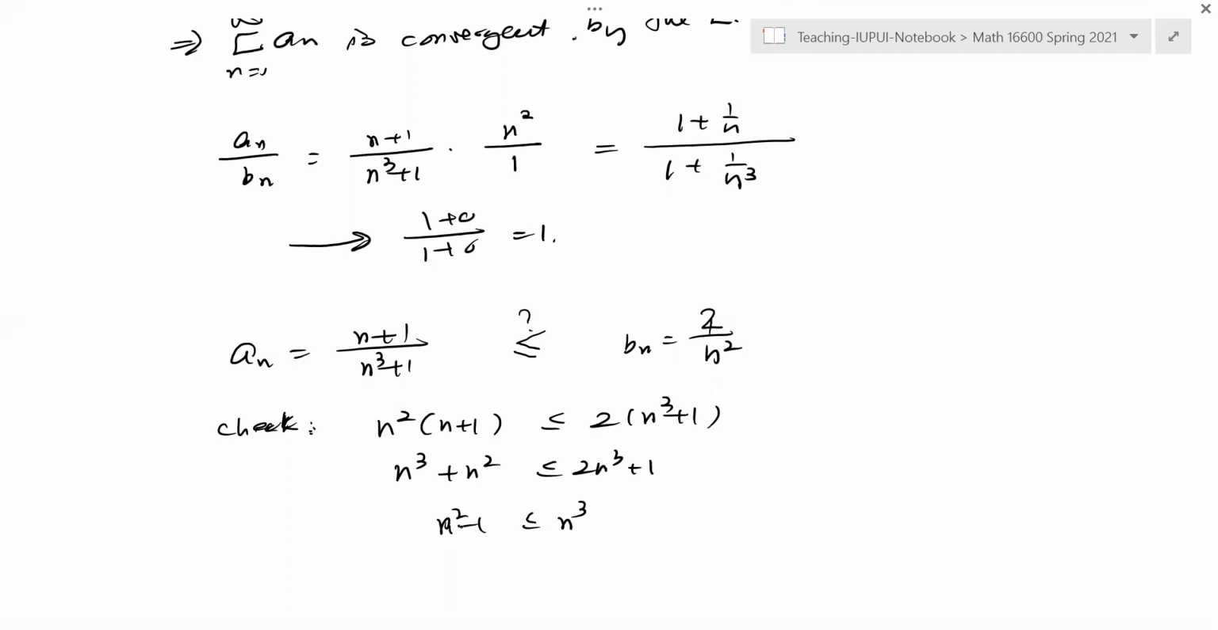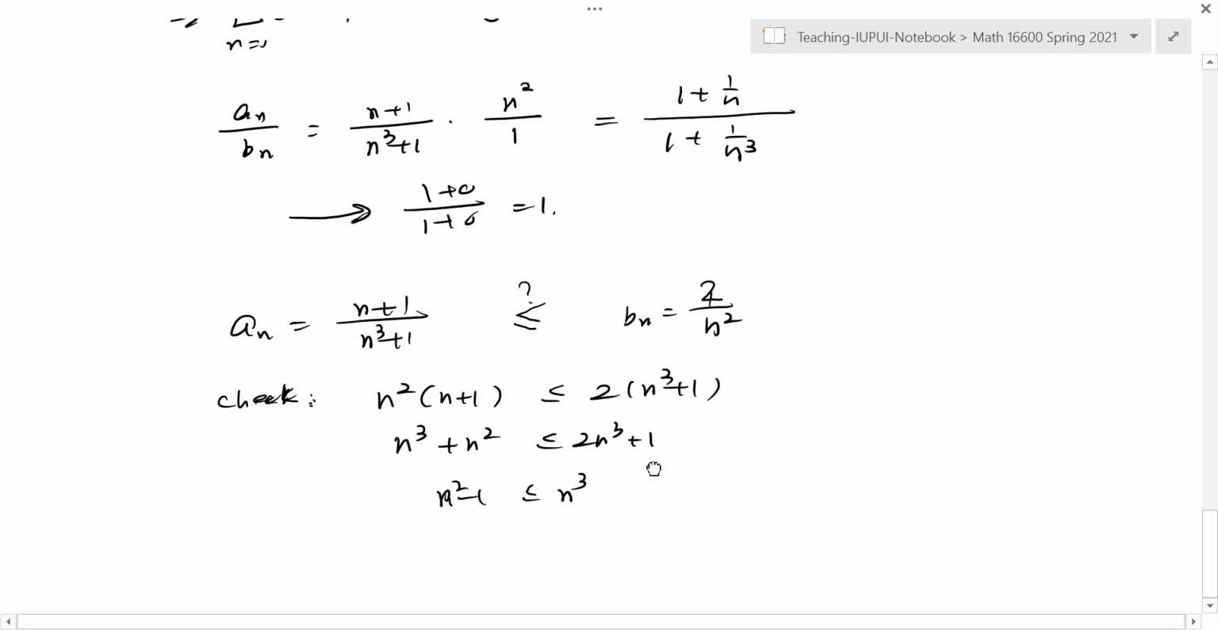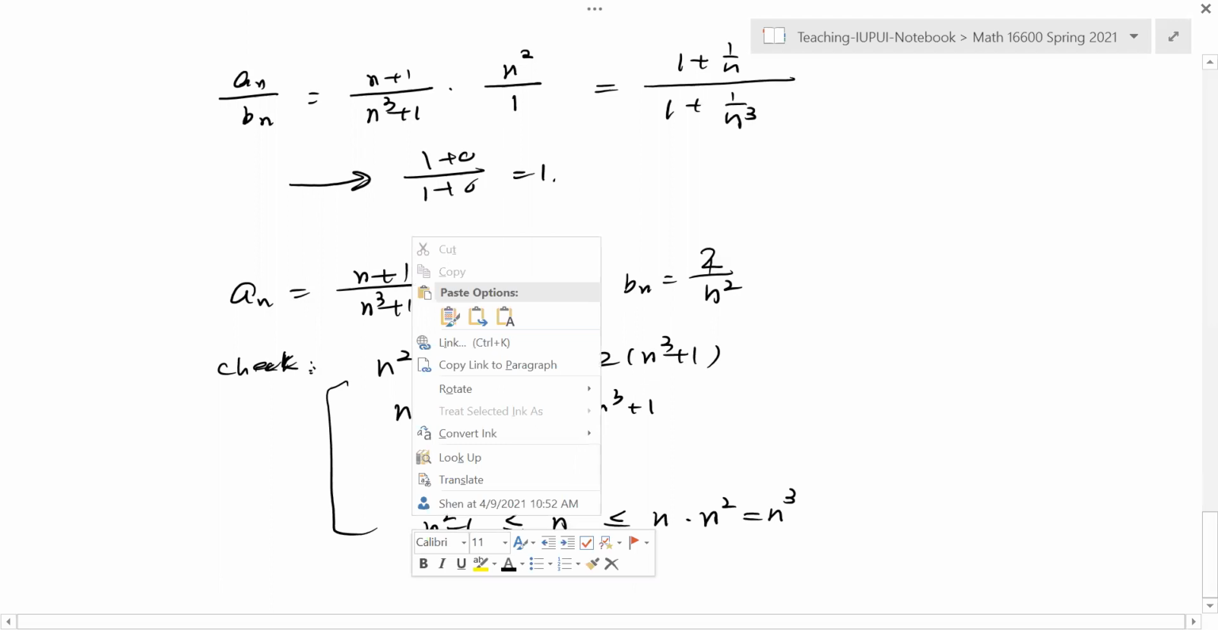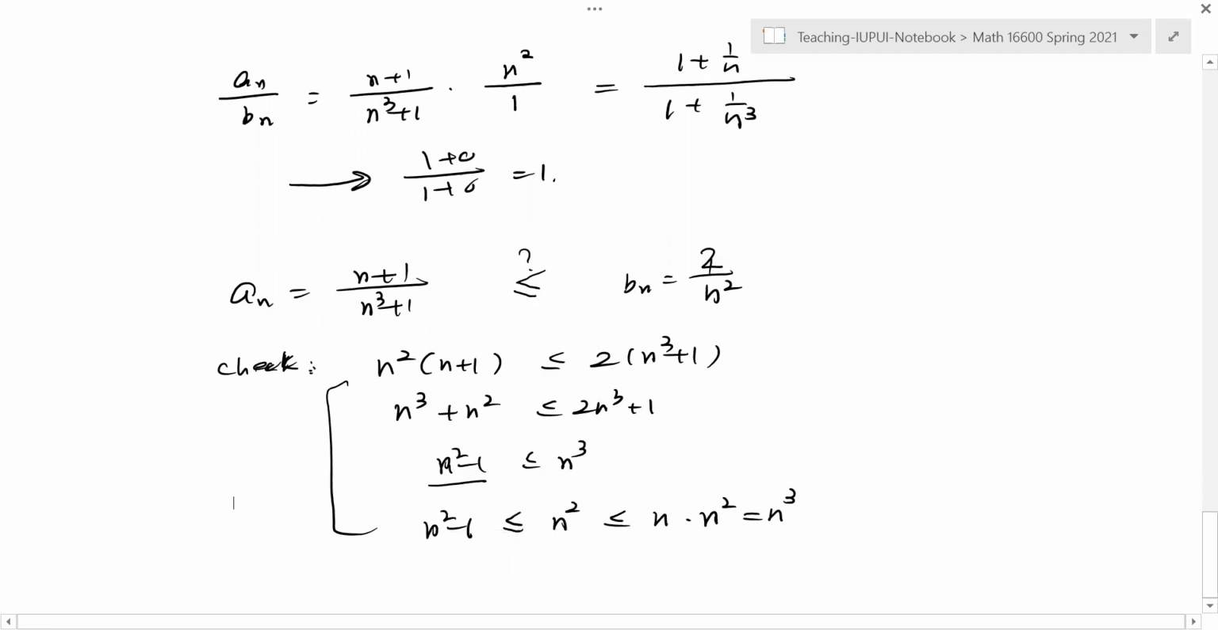But actually this is true. The reason is, n squared minus 1 is less than or equal to n squared. It's less than or equal to n times n squared, which is n cubed, right? Got it? So therefore, the above inequality holds. Then you can use a comparison test, but it's not easy to find the right bn.